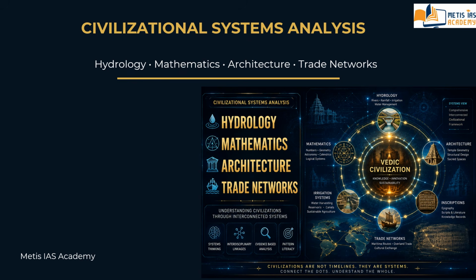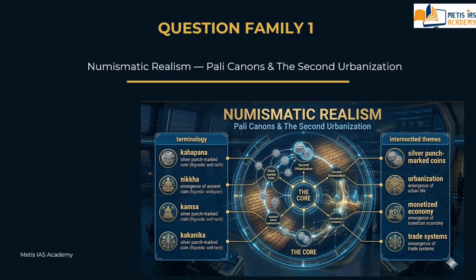When you merge these, they are not isolated facts anymore. They are twin indicators of the second urbanization. You cannot have a monetized economy without standardized denominations and trade networks. So both are symbiotic. So statements 1 and 2 are correct. So the option is C.